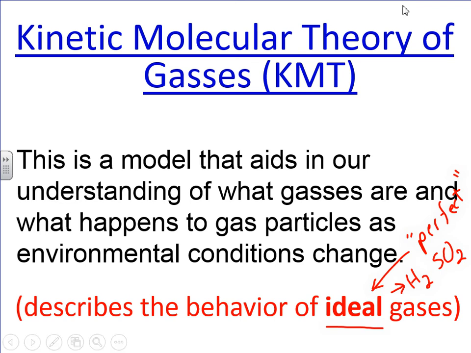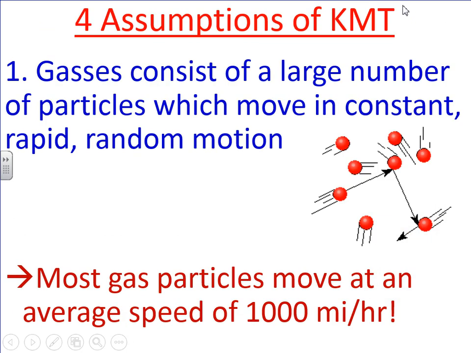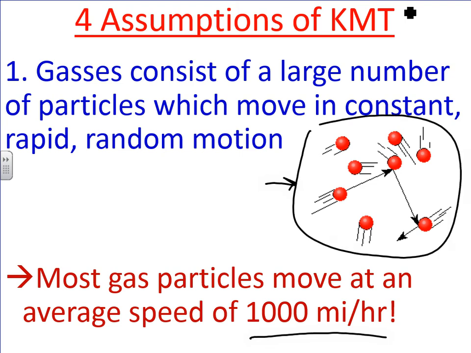So we're going to go through four what are called postulates of the kinetic molecular theory, 4 points or 4 statements or assumptions. The first assumption is that gases consist of a large number of particles which are moving in a constant, rapid, random motion. So any sample of gas, the particles are constantly in motion, extremely rapid, and in fact their speeds average about 1,000 miles per hour, which is faster than the speed of sound. They are pretty small, and they're constantly colliding with each other, and that's kind of the idea. This is the picture of gases that you should have in your head, the gas particles moving around like crazy.